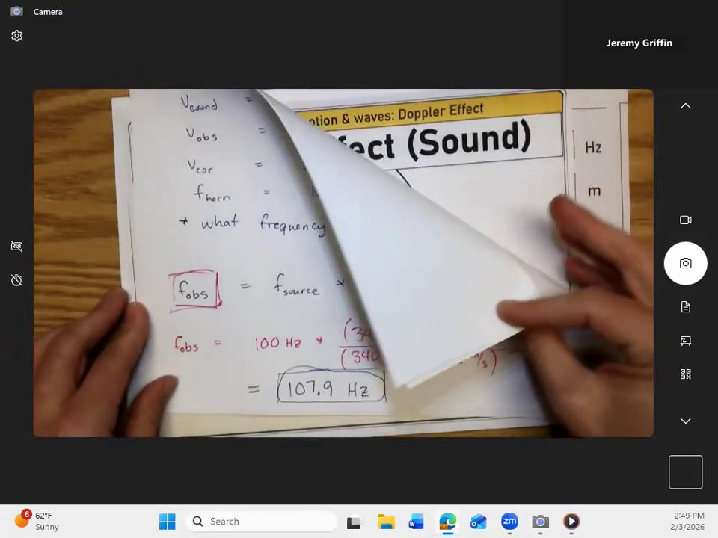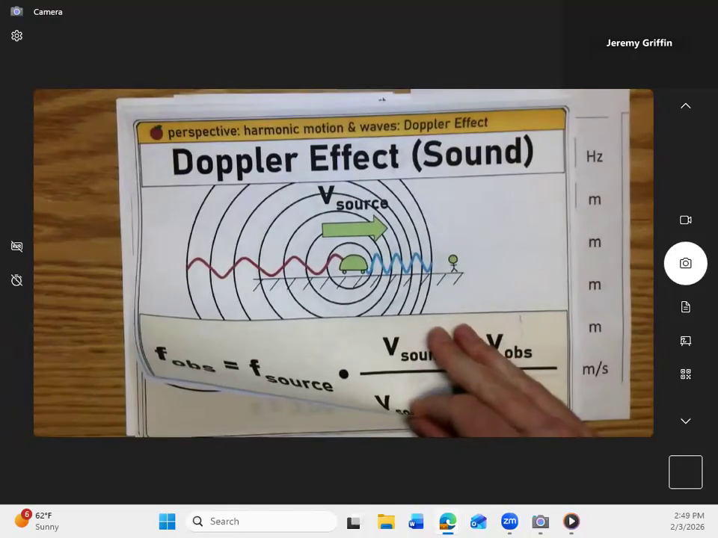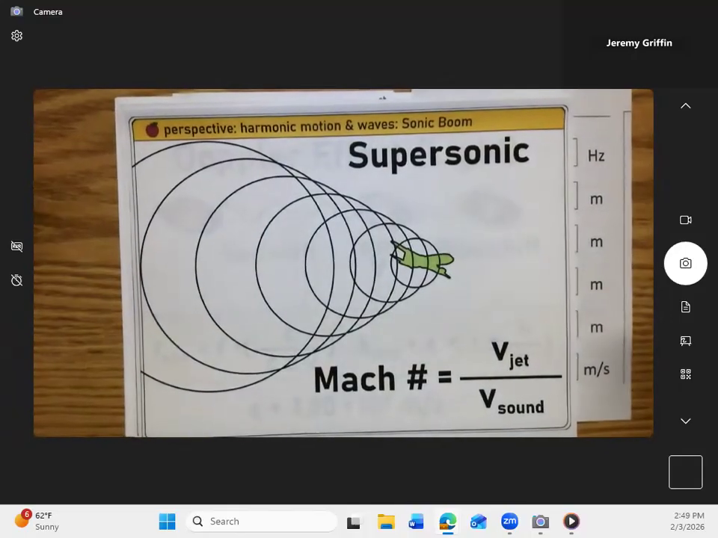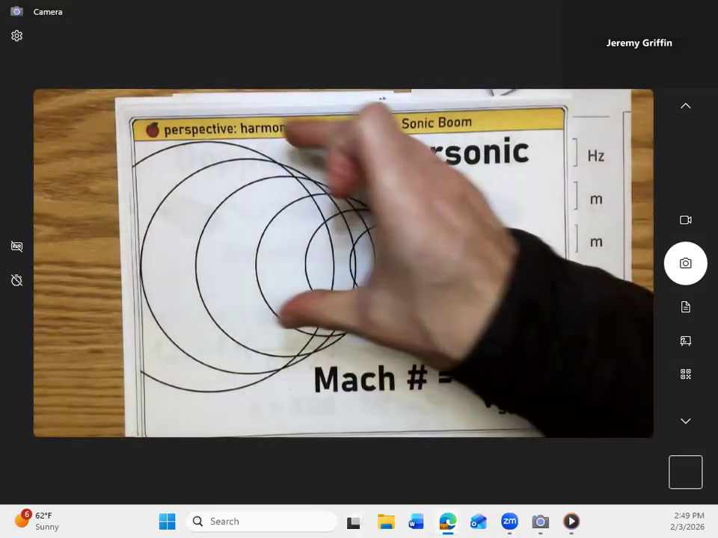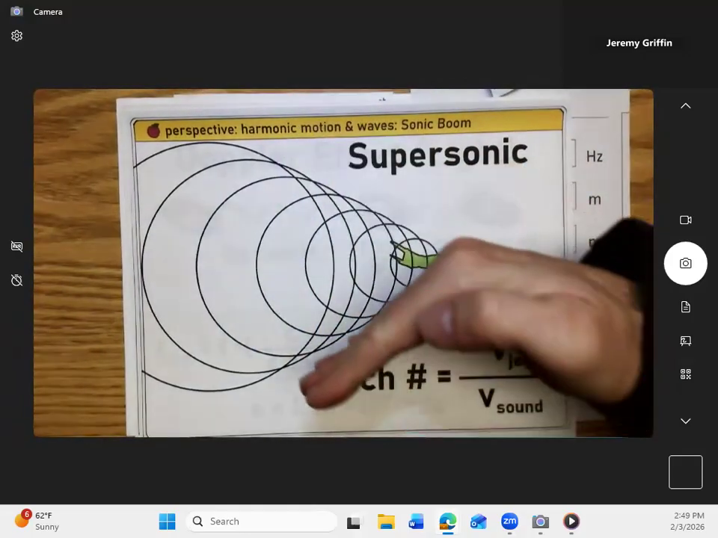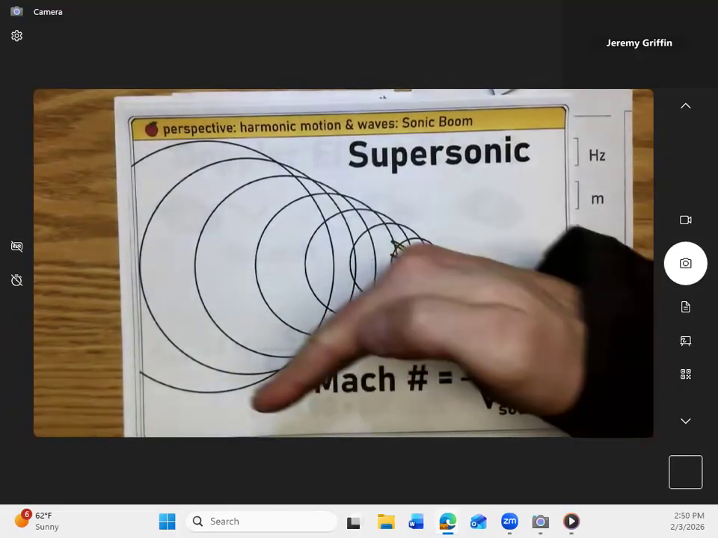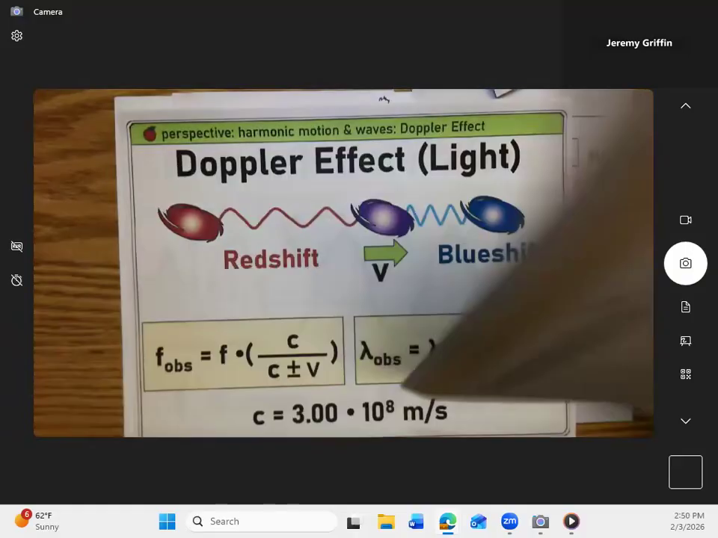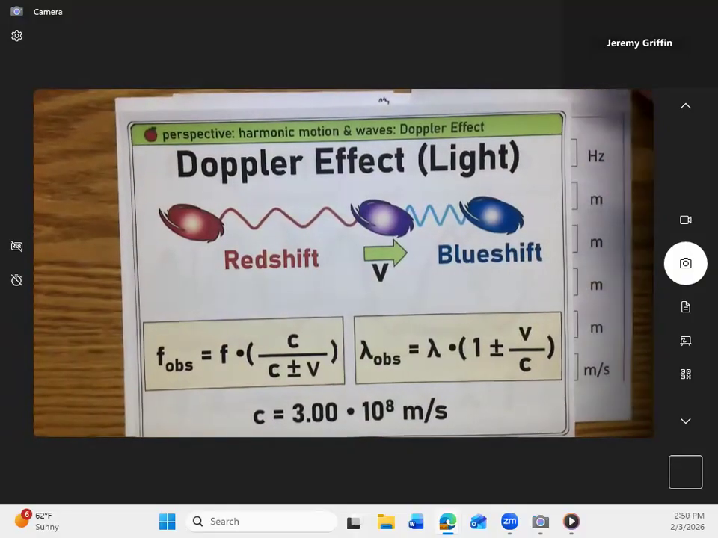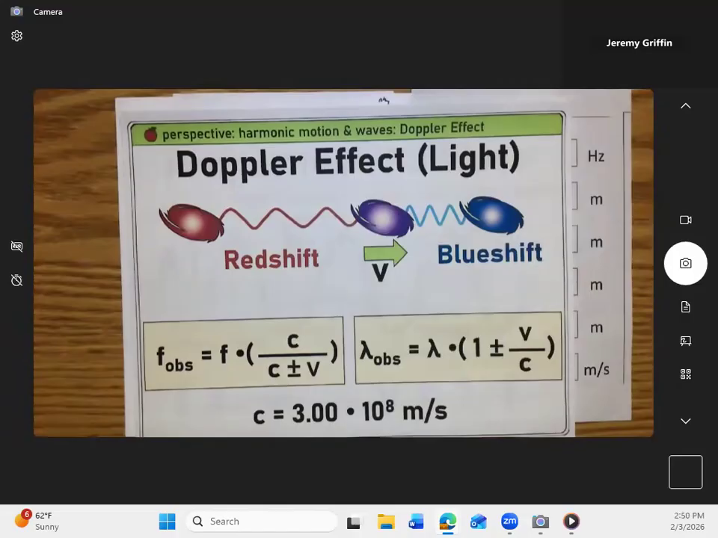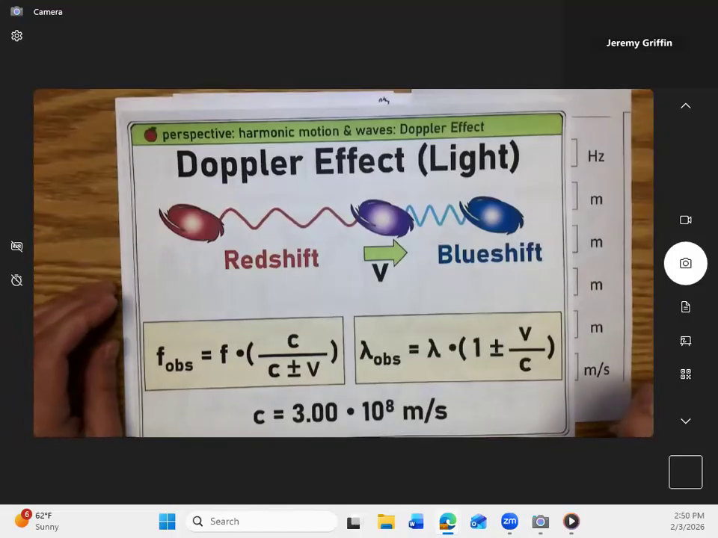All right, so next, I think I showed you guys supersonic yesterday. I showed you guys the video with the jets on supersonic. It was creating these cone shapes here, right? And when this wave front passes you, you hear a what? Sonic boom. Yeah. I don't think I showed you guys this one yesterday. Right, so here's a different type of effect. It applies to light. And this has a little bit different formula because light works differently than sound does.